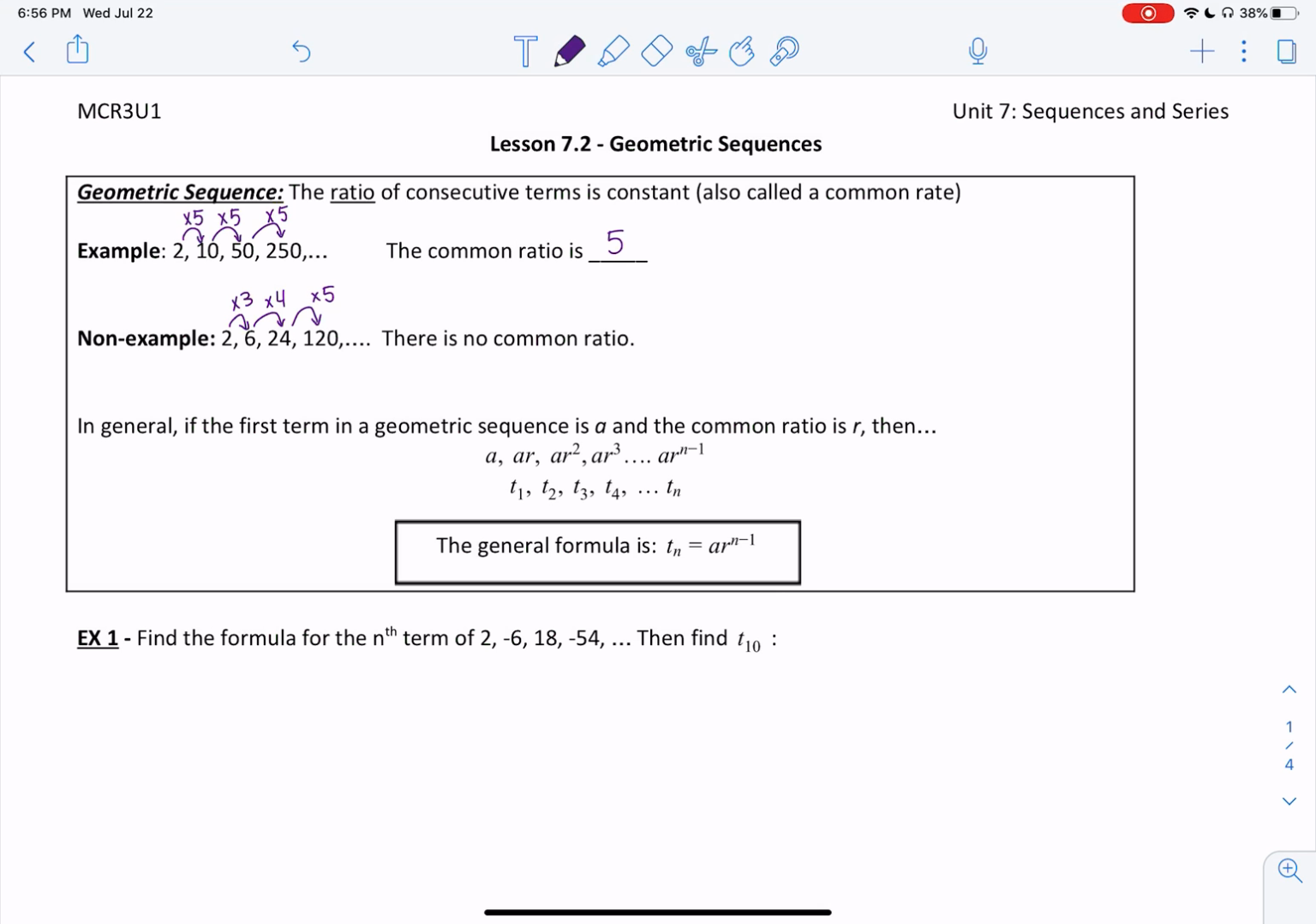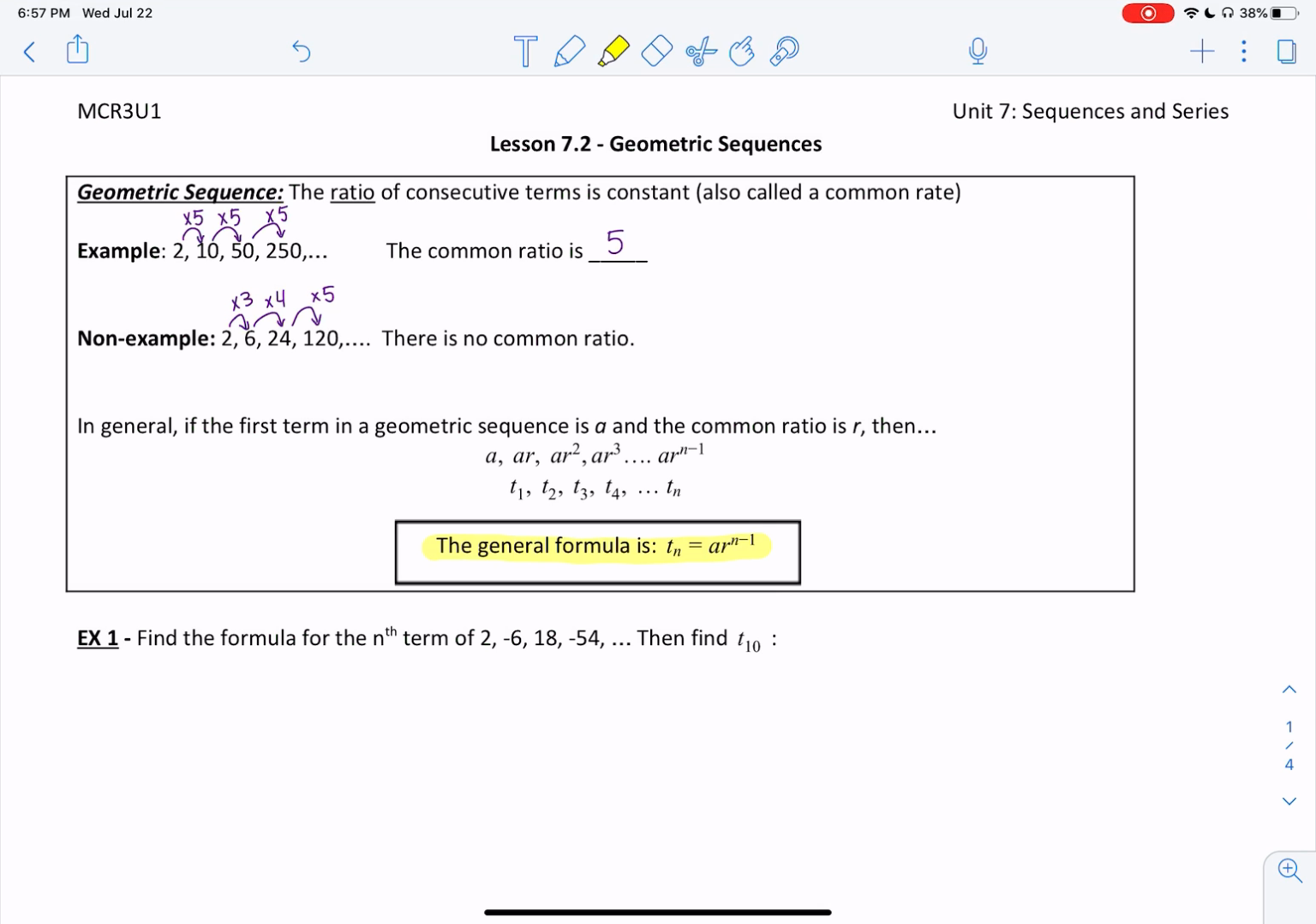So in general, the first term in a geometric sequence is a, and the common ratio is r. Then we would have a times r squared, a times r cubed, and so on and so forth until we end up with a times r to the power of n minus 1. We also write this as T1, T2, T3, term 4, etc., just like we did with our arithmetic sequences too. So in general, our formula for a geometric sequence is Tn equals a times r to the n minus 1.